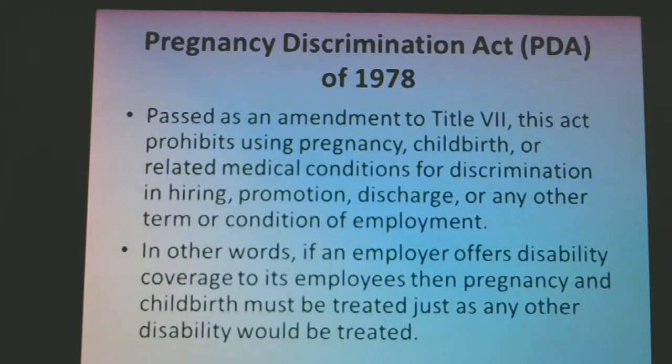The Pregnancy Discrimination Act of 1978 prohibits the use of pregnancy, childbirth, or related medical conditions for discrimination in hiring, promoting, discharging, or any other term or condition of employment. If an employer offers disability coverage to its employees, then they must treat pregnancy and childbirth as a disability as well.